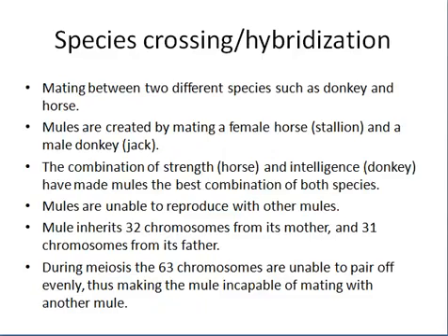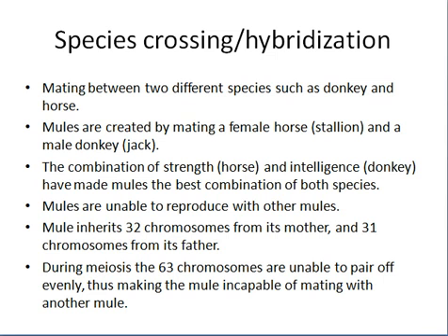Another method is species crossing. This is the height of crossbreeding. Species crossing is mating between two different species such as donkey and horse, and we get mules. You know, mules are created by mating a female horse, a mare, and a male donkey, a jack. Horses have strength, donkeys are intelligent, so we combine both traits in their kids.